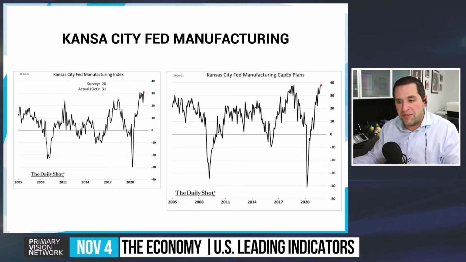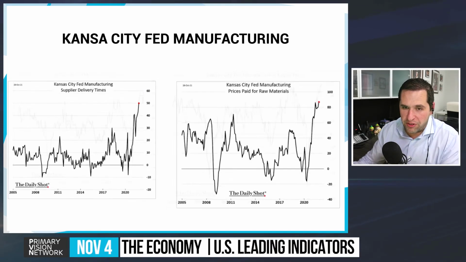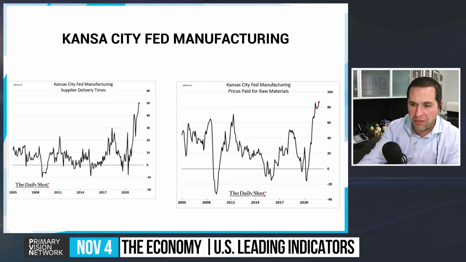The fiscal drag is there. You'll have some of that offset based on some of these economics. And then when you look at manufacturing supplier delivery times, all-time high. Prices paid for raw materials, back to all-time highs. And all of these things lead to more inflation. Again, there's nothing in here that is showing this is transitory.